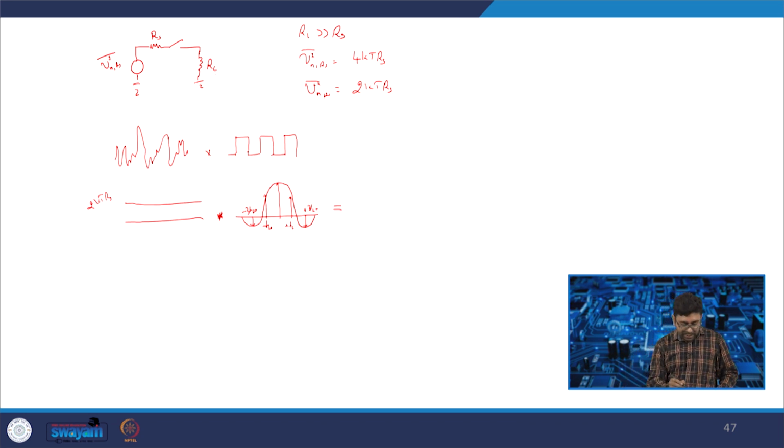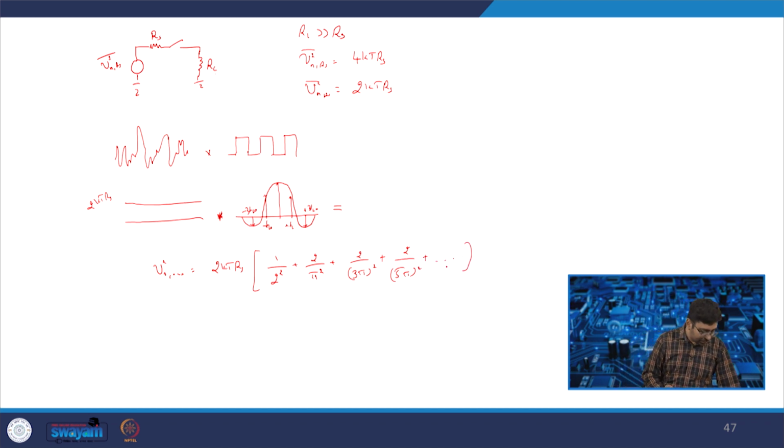So if we consider Vn square out, it is equal to 2 kT Rs times, if we use the same Fourier series, only considering the amplitudes, 1 by 2 square, plus 2 by pi square, plus 2 by 3 pi square, plus 2 by 5 pi square, and it will go on like this.